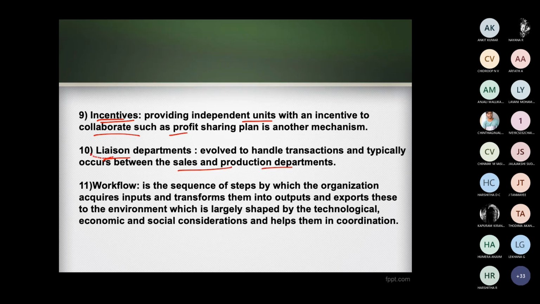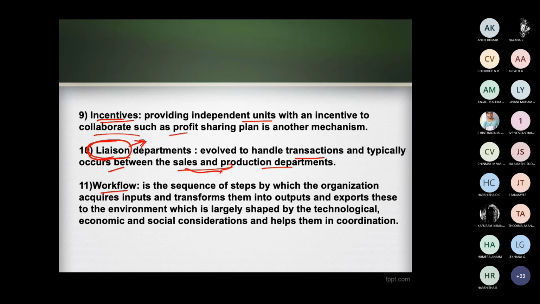You should always see to this. We have already learnt about leaders, liaison leaders, and democratic and independent. Liaison means both; everything comes into it, democratic and independent. So between the sales and production departments, see to the transactions that typically occur. The coordination between sales and production is very, very important. If coordination is proper between sales and production, you will get 100% profit for the organization.